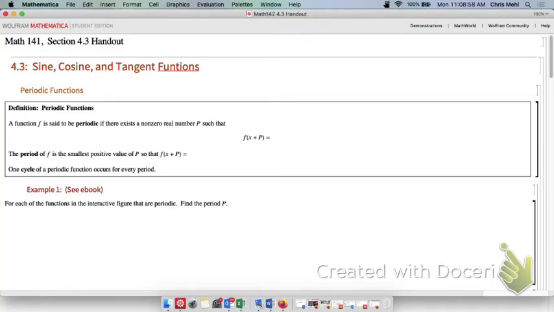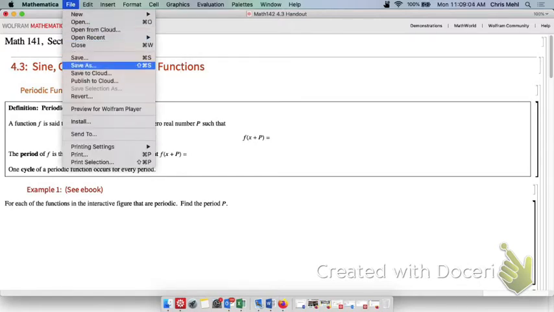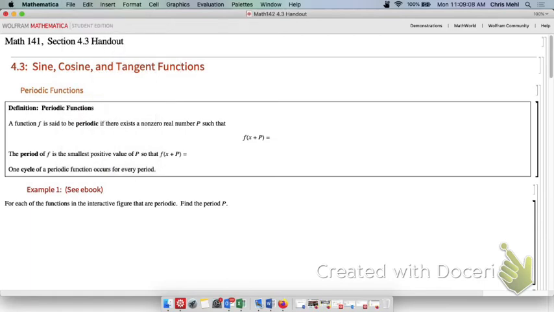Hello everybody. Today I will be covering section 4.3, which is about sine, cosine, and tangent functions. And specifically we're going to talk about their graphs and also how to perform transformations of sine, cosine, and tangent functions.